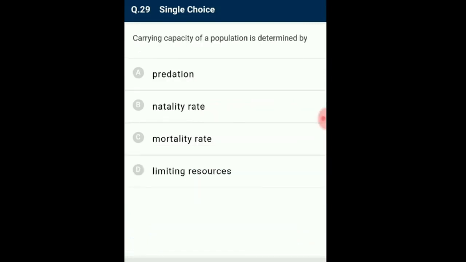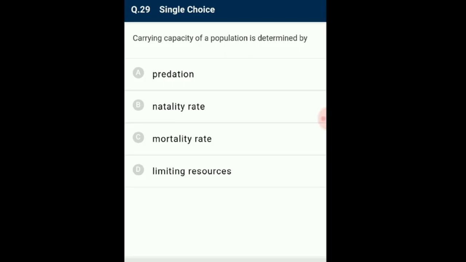Question number 29. Carrying capacity of a population is determined by... A group of organisms belonging to the same species in a particular region or habitat is called a population. Carrying capacity is the maximum population that can be sustained in a particular area. In other words, the number of organisms that can survive normally in a particular area. The main limiting factor for carrying capacity is the resources available in the area. If the environmental conditions are not met, then the population will keep decreasing until the resources rebound.